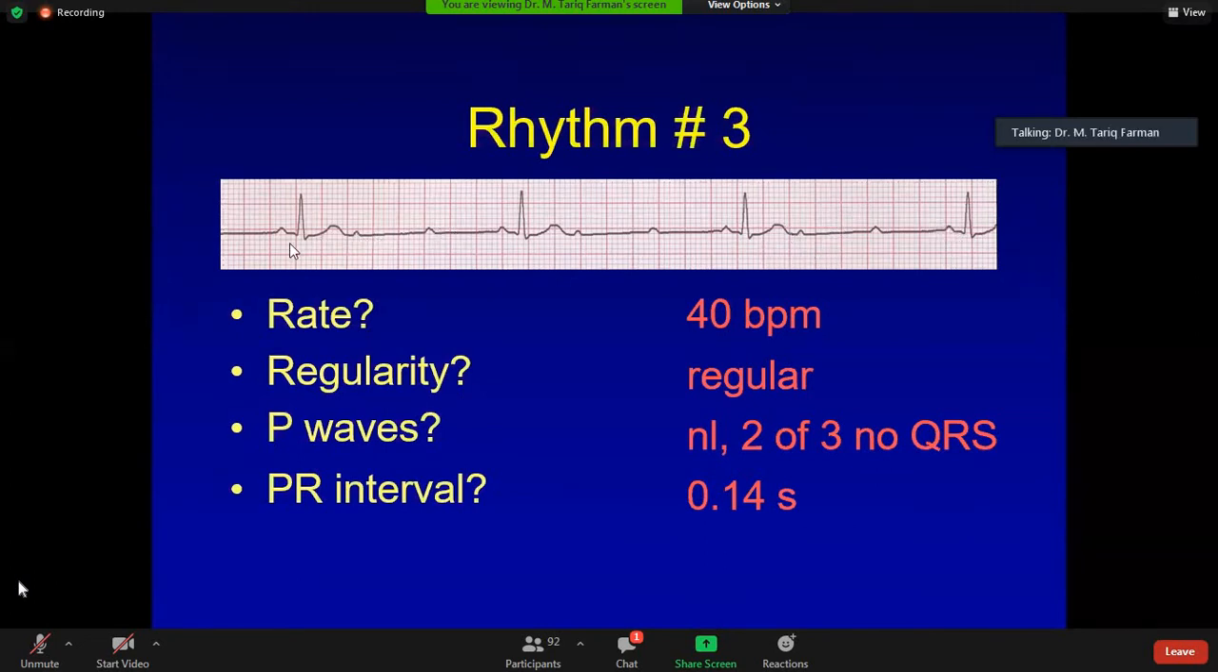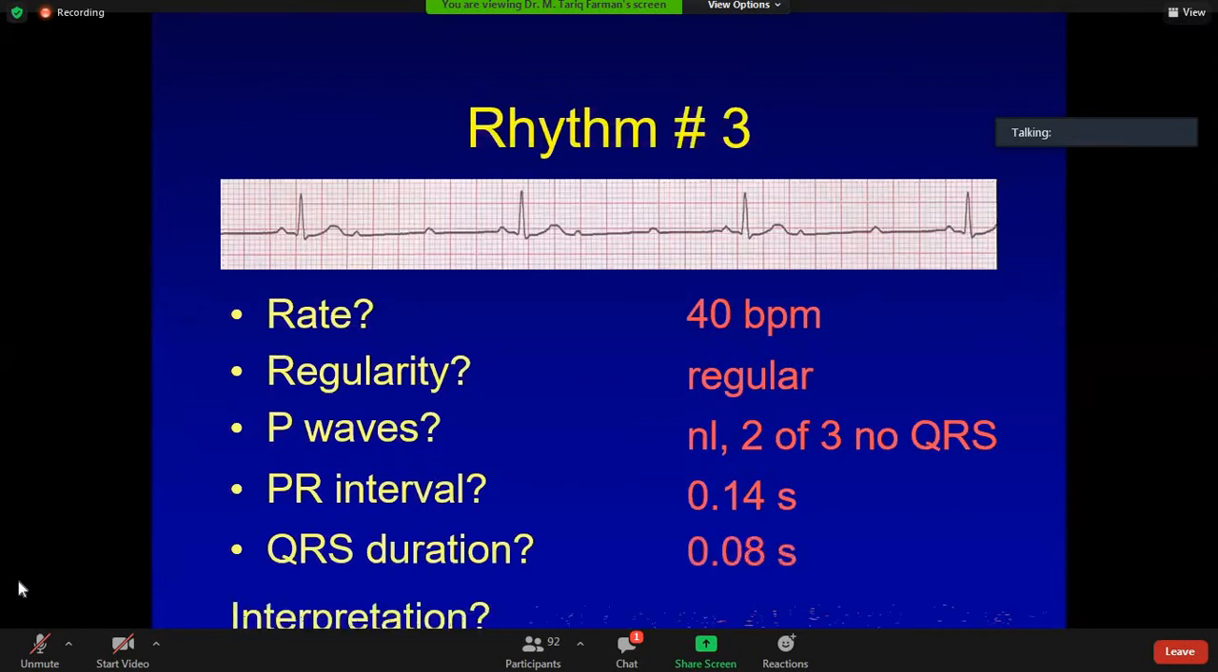But 2 P waves, they are not followed by a QRS complex. So you cannot compare the PR interval with these P waves. QRS duration, it's looking normal, 0.08. Interpretation, second degree block type 2. So this is the serious kind of AV block, the high degree AV block.